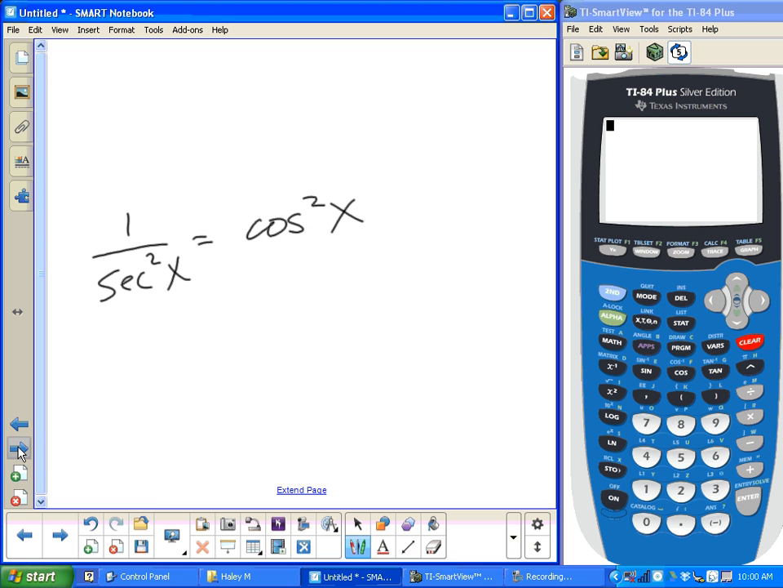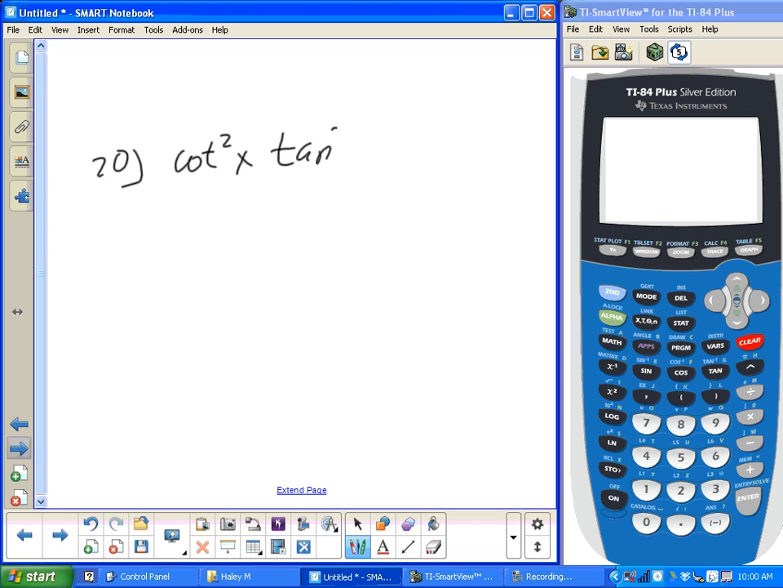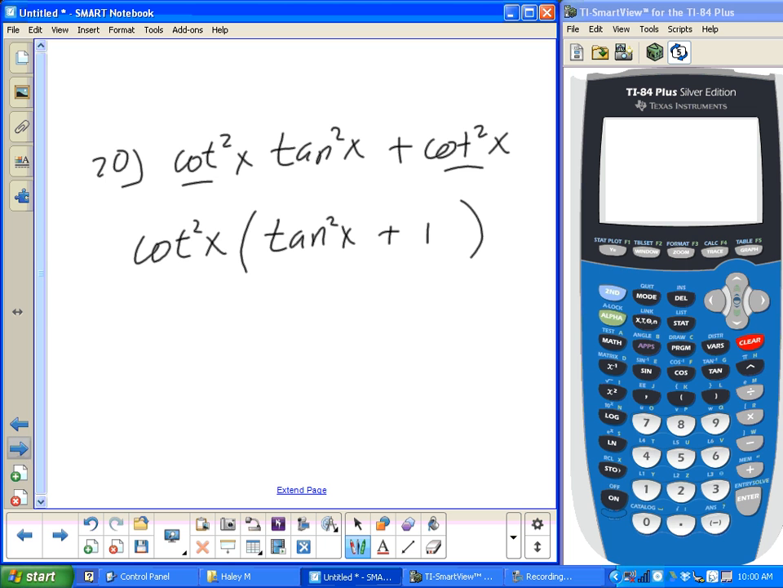All right, 20. Now 20 was the one I kind of told you about with number 21 yesterday when we worked it out. I had cotangent squared x times tangent squared x plus cotangent squared x. So what did I tell you about having two terms the same like that? Yeah, factor it out. So we'll factor out a cotangent squared, and that's going to leave me with tangent squared plus 1.